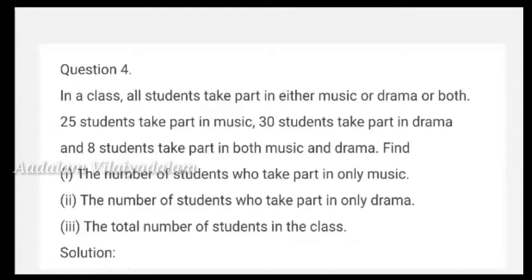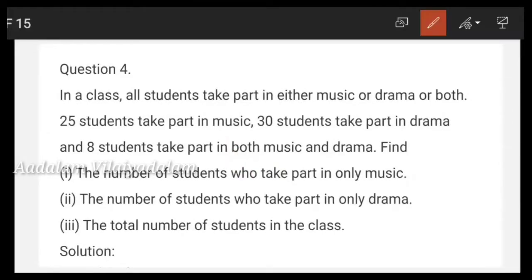Now we shall see a few more important sums, that is question number 4. In a class, all students take part in either music or drama or both. 25 students take part in music, 30 students take part in drama and 8 students take part in both music and drama. Here two events are taking place. Now we need to find the number of students who take part only in music, the number who take part only in drama, and the total number of students in the class, isn't it?